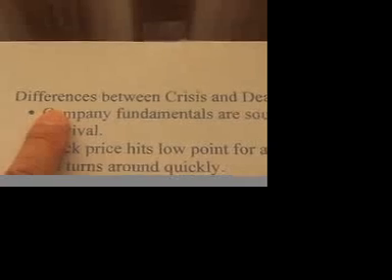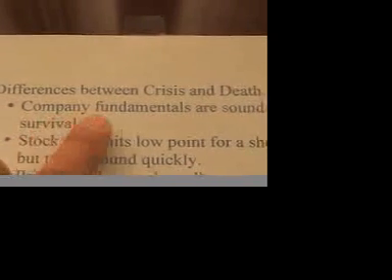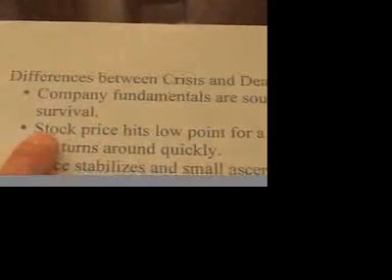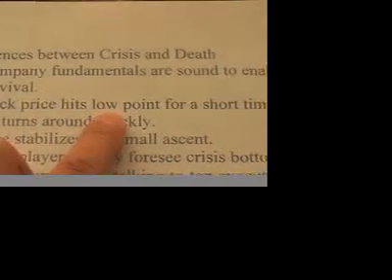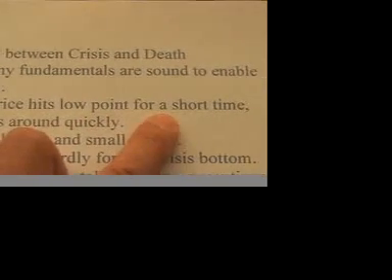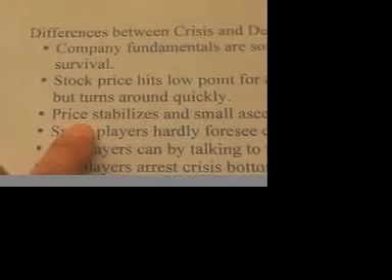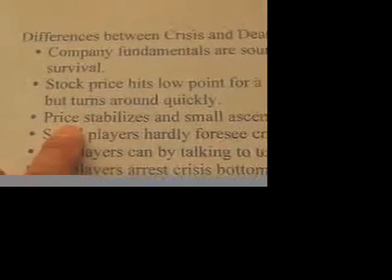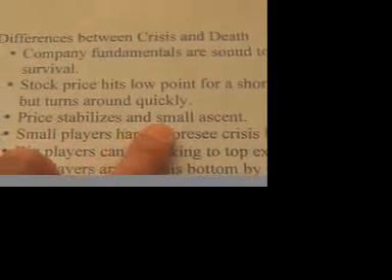Now we come to the differences between a crisis bottom and a death bottom. For a crisis bottom, we know that the company fundamentals are sound, so that it will enable it to survive. The stock price hits a low point, which can be very low, but it only hits a low point for a very short time, and then you can see a turnaround quickly. And after the turnaround, the price will stabilize and sometimes give you a small ascent.